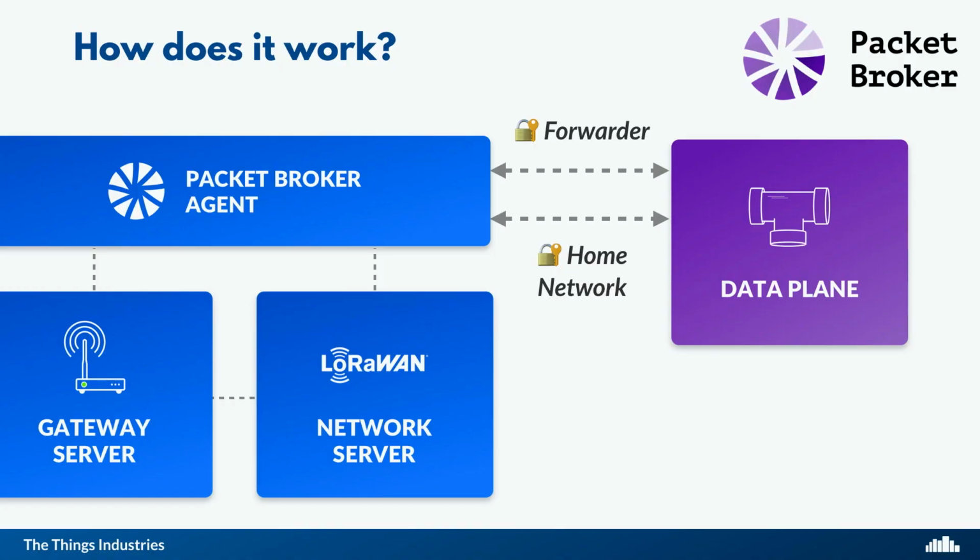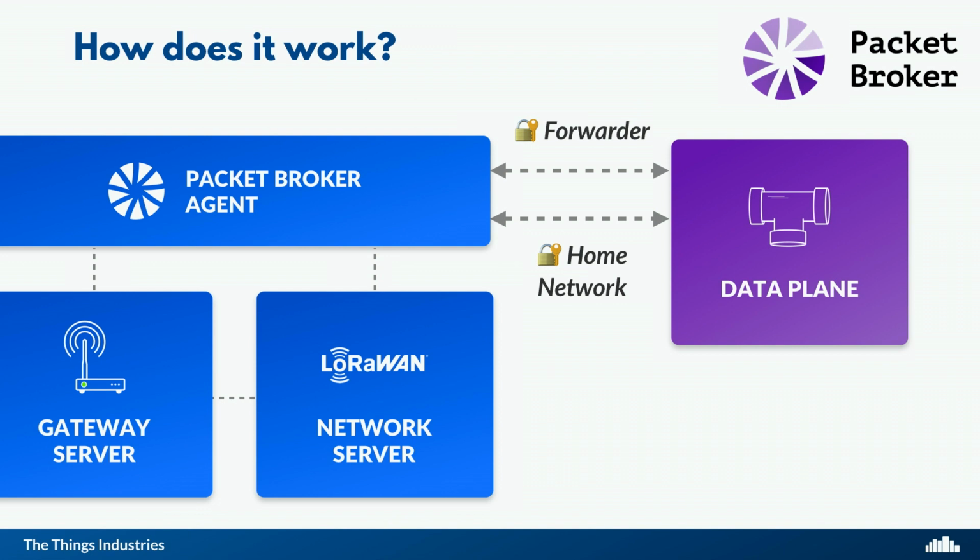And the way it works is that the Packet Broker Agent can have two connections with the data plane. It can be a forwarder or it can be a home network. A forwarder is when you are forwarding traffic from your gateways to Packet Broker, and you are subscribing to downlink traffic. So you have your gateways, they receive data, you forward that to Packet Broker, and when some home network says, okay, I want to send a downlink message, it sends it back to the Packet Broker Agent, and it forwards it to the packet forwarder on the gateway, and then it gets sent.